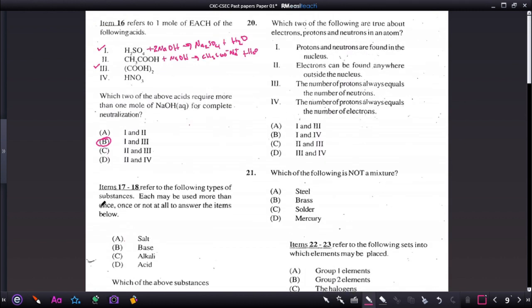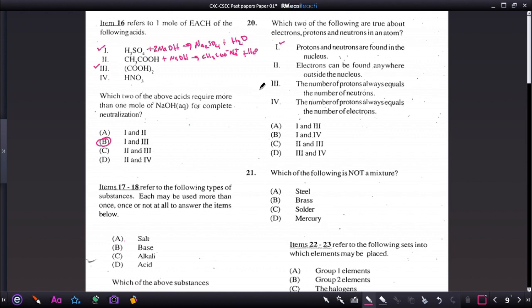Number 20. Which 2 of the following are true about electrons, protons, and neutrons in an atom? So we're looking at neutral atoms. Protons and neutrons are found in the nucleus, right? So yes, that is true. The nucleus is made up of protons and neutrons, and that is where the mass of the atom is concentrated. When we are talking about the mass number, we're actually talking about the sum of the protons and the neutrons in terms of their masses. So that's true.